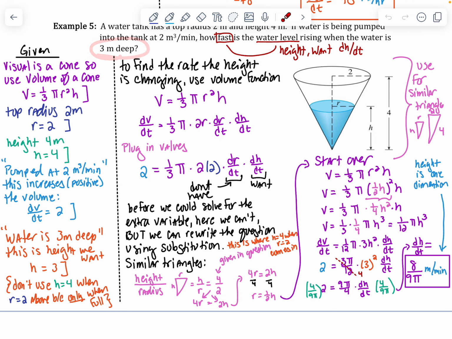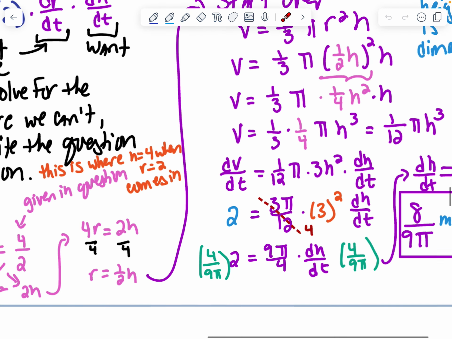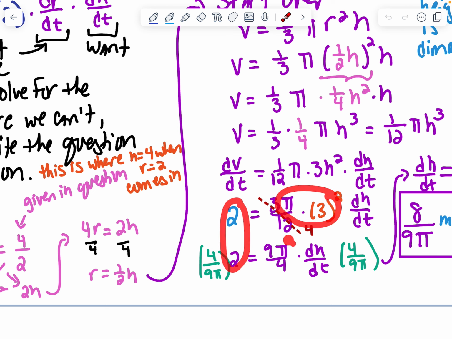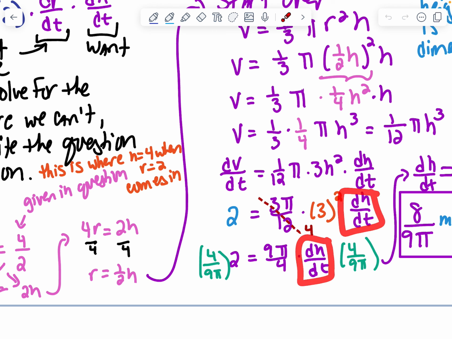And now I do have something for the height. The question said when the water is 3 meters deep. So that's why we get to put this 3 here, of which the 3 needs to be squared to give me a 9. So my original problem is the 2. I now have 9 pi, and don't forget we had a 4 in our denominator, and the dh/dt that I originally wanted. So what's in purple is my simplified equation.